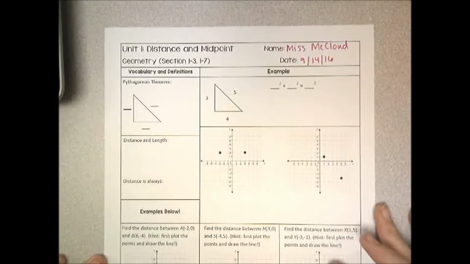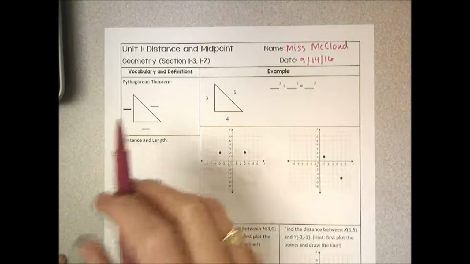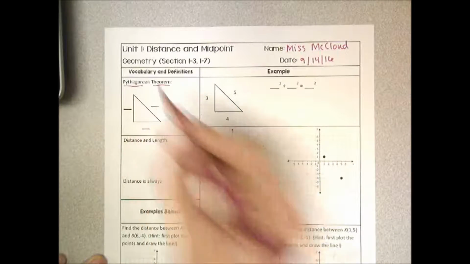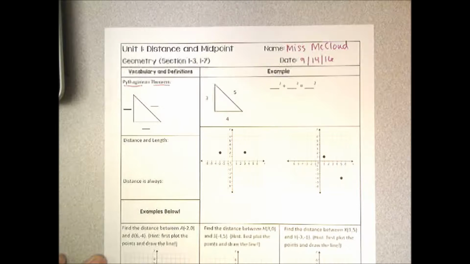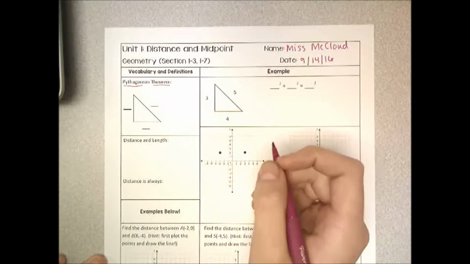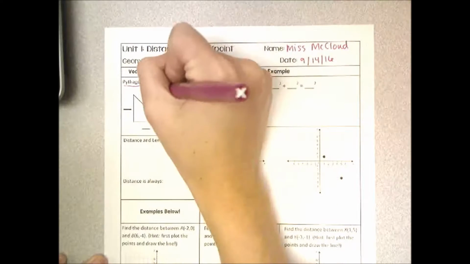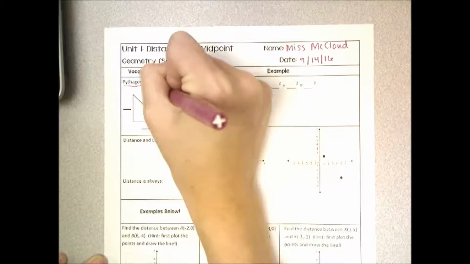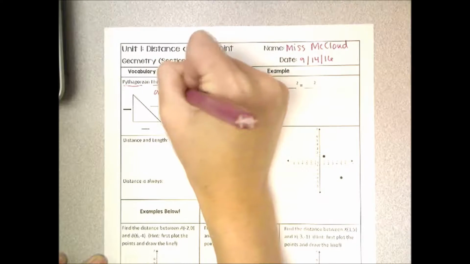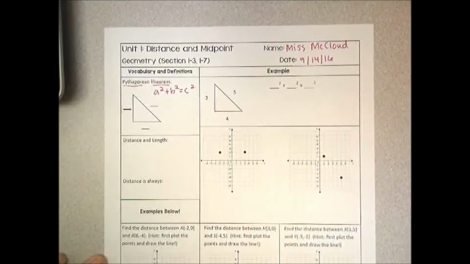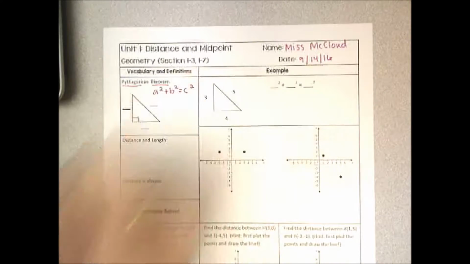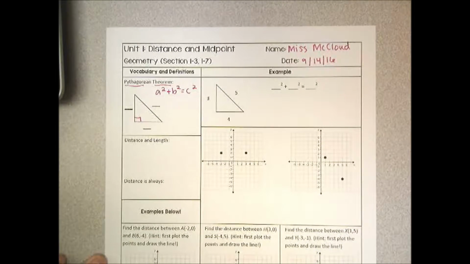Alright, so we are going to start out talking about distance and midpoint in geometry. So to study the distance, we are going to use something called the Pythagorean theorem. You might have recognized this, you might have learned it before, but if not, that is okay. Our Pythagorean theorem states that a squared plus b squared equals c squared. So this is talking about the sides of a right triangle. We're going to see this later in geometry.